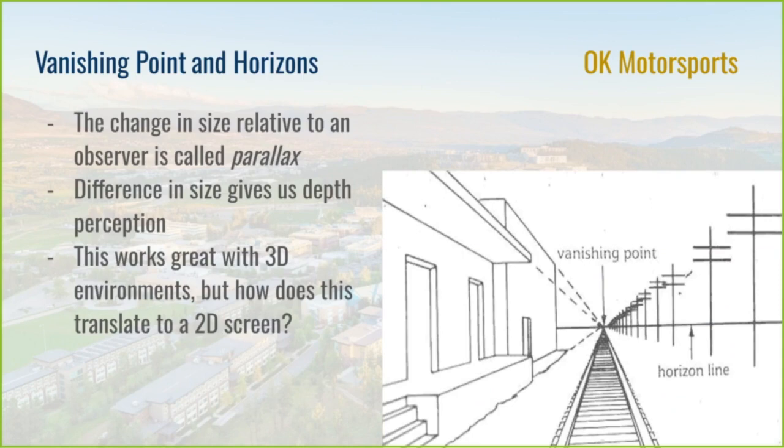And that decrease in size is known as parallax. Another thing is parallax motion, where things in the background will move slower than things that are much closer to you. If you're moving, or if you're driving by a mountain really far away, it won't move nearly as fast.